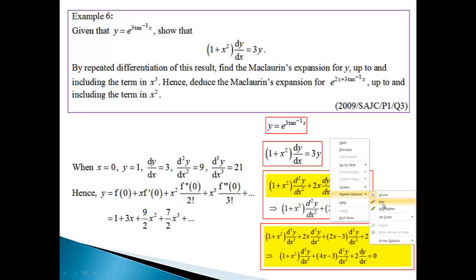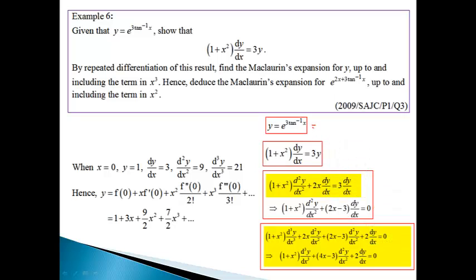So when x is having a value of 0, my y will be e to the power of 3 times 0, because tangent inverse 0 is 0. So it gives me a 1. Now we sub in the value of x equals 0 and y equals 1 into this equation. We'll get dy dx equivalent to 3 times 1, which gives me 3.